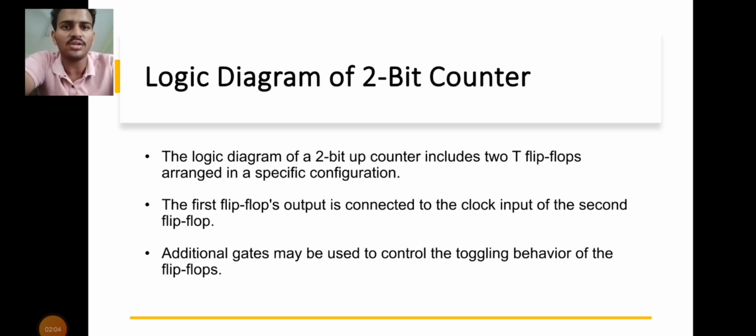Logic diagram of 2-bit counter. The logic diagram of a 2-bit upcounter includes 2 flip-flops arranged in a specified configuration. The first flip-flop's output is connected to the clock input of the second flip-flop. Additional gates may be used to control the toggling behavior of the flip-flops.